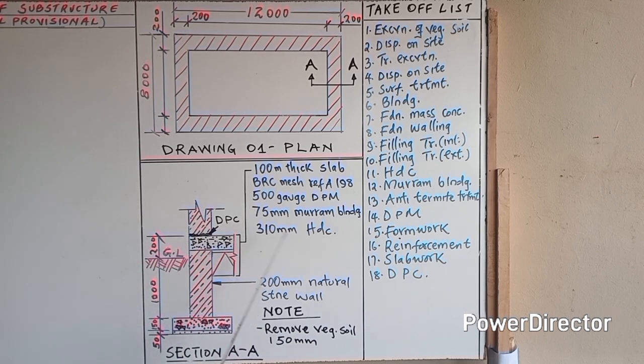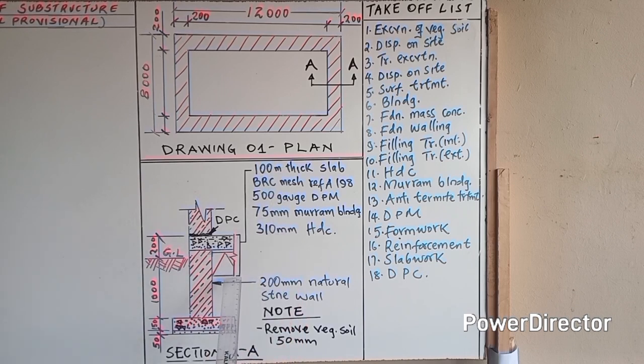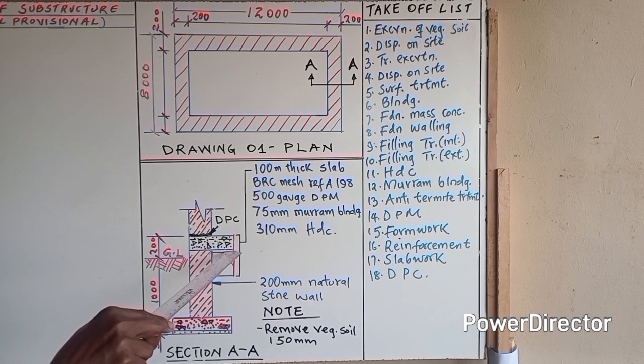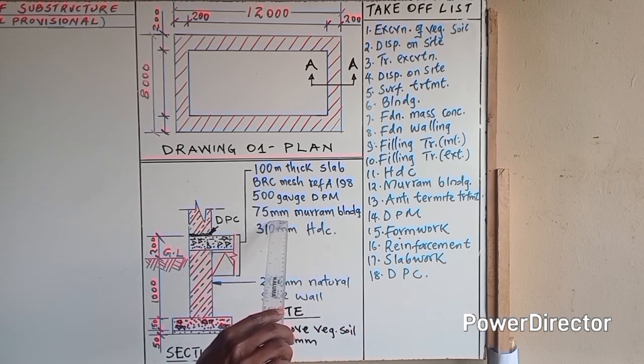Above the ground level up to the upper part of this slab is 200. Now let me explain this part. Down here, we have a hardcore of 310 millimeters. Just over it, this thick one, is the murram blinding, which is 75 millimeters thick.